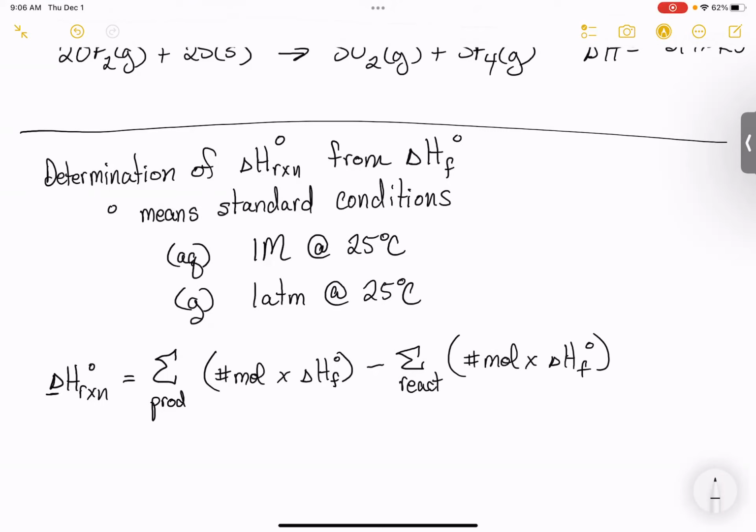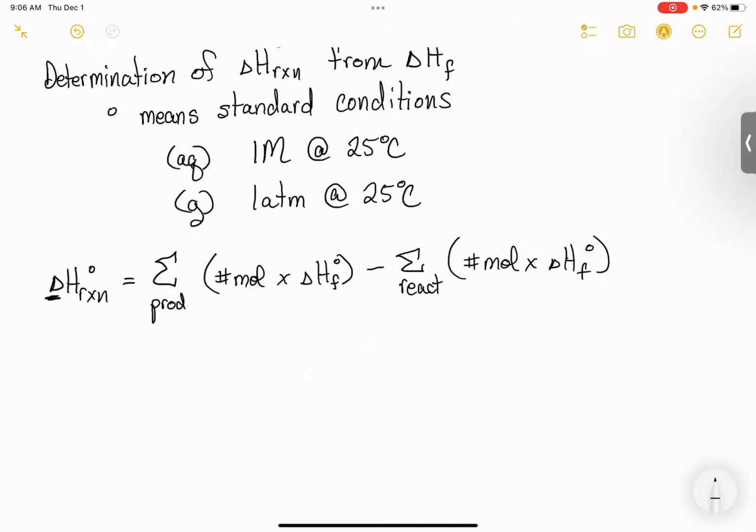And again, delta is final minus initial. Products are the final piece of a reaction. Reactants are the initial piece. Yes. You are given the formula, but the more important thing is you have to be given the delta H's of formation. You're not expected to know those. They are found in tables. So you have to be given the delta H's of formation.